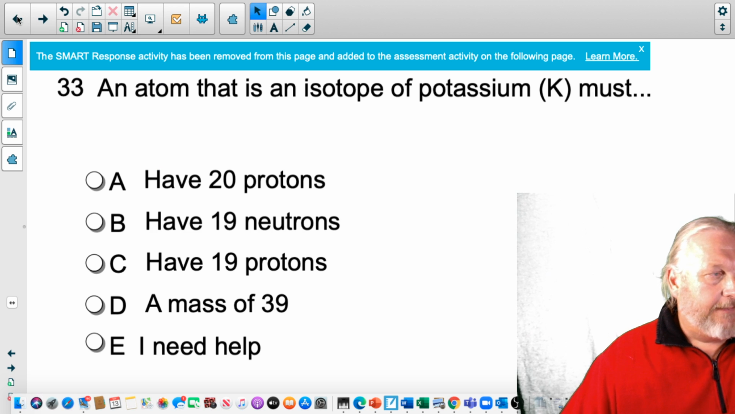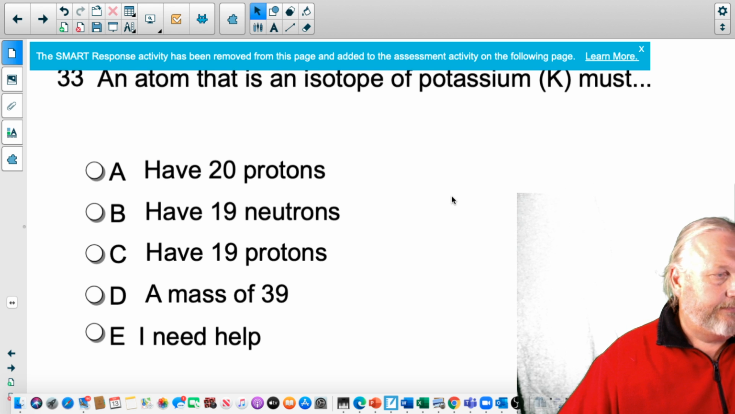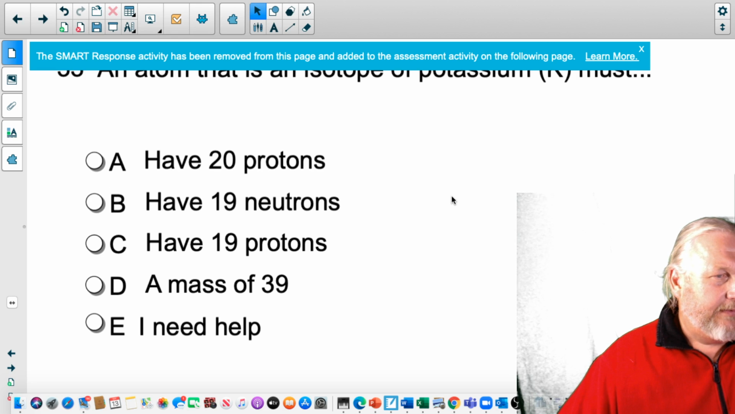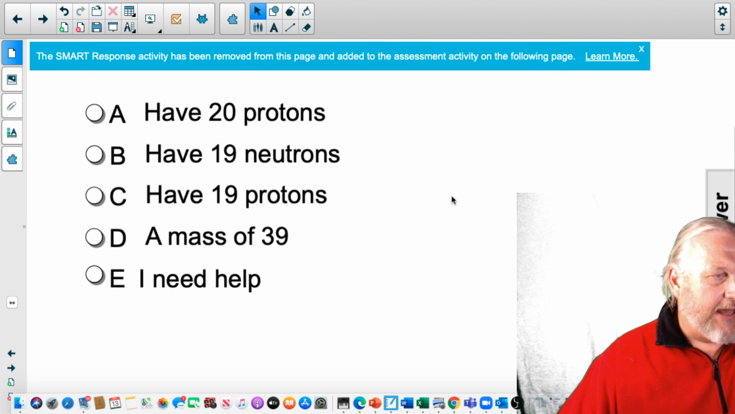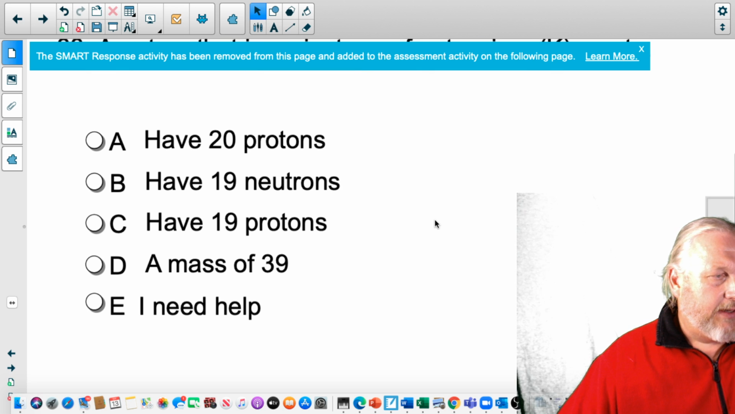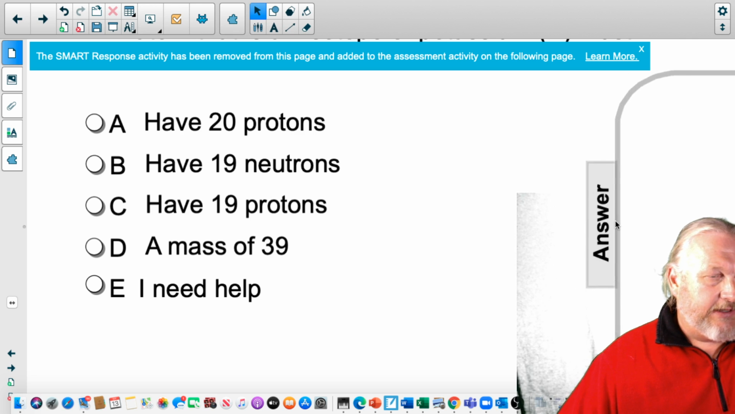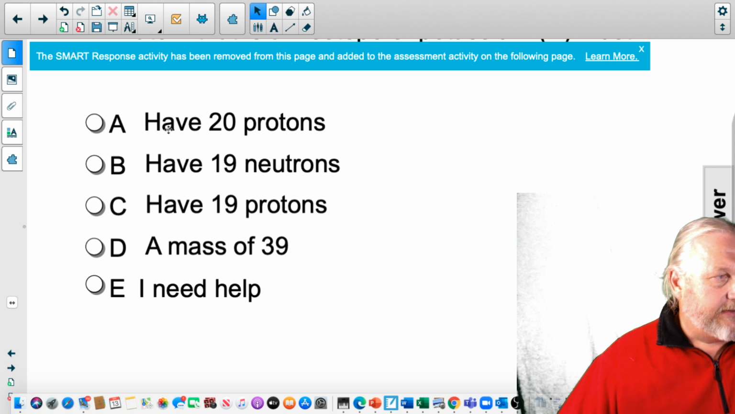So an atom that is an isotope of potassium must have, if I look up potassium, I believe it has 19 protons because the atomic number is 19, and that's what it is. It's C.